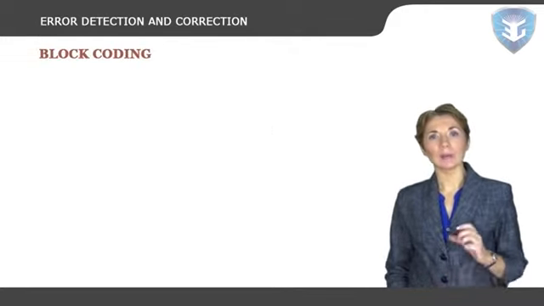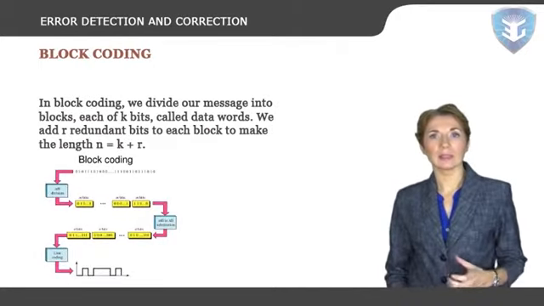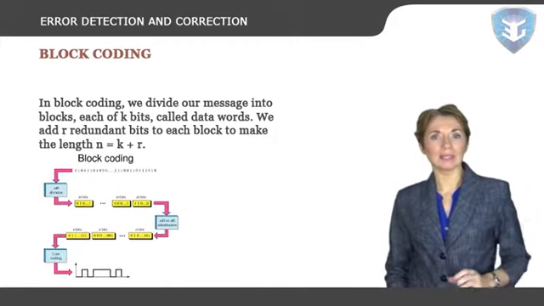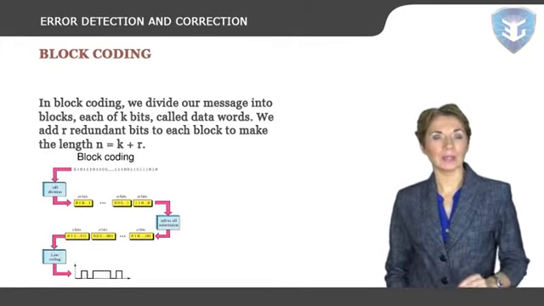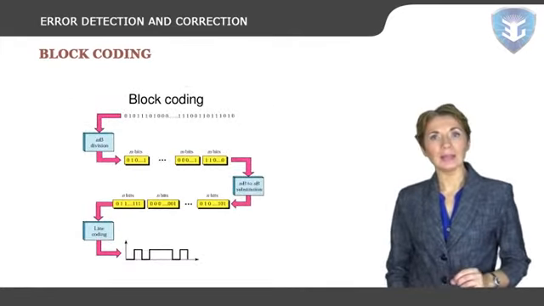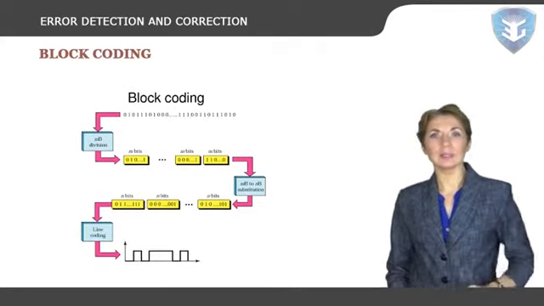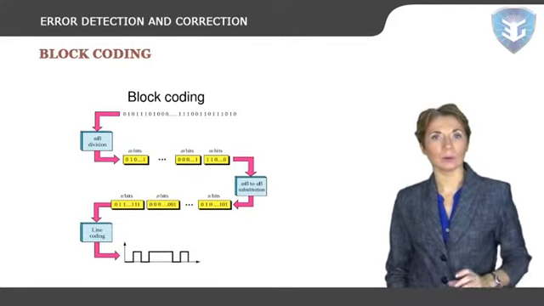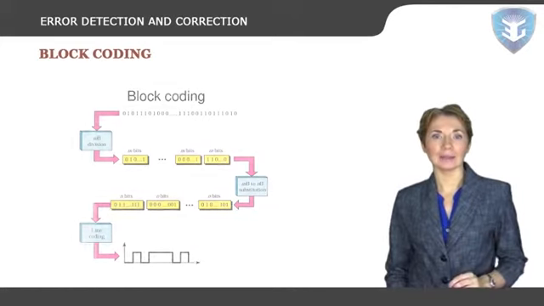Let's now talk about block coding. In block coding, we divide our message into blocks, each of k bits, called data words. We add r redundant bits to each block to make the length n equals k plus r. The resulting n-bit blocks are called code words. How the extra r bits are chosen or calculated we will discuss later. For the moment, it's important to know that we have a set of data words, each of size k, and a set of code words of size n.